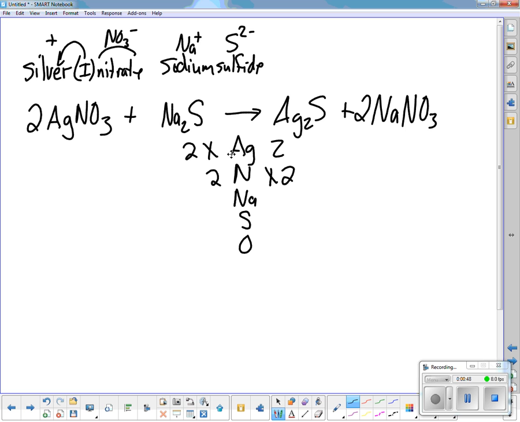Sodiums, I now have 2 on the left. I now have 2 on the right. Sulfurs, I have 1 on the left, 1 on the right. Oxygens, the 2 comes through, times this through, 6. So we are balanced. Okay?